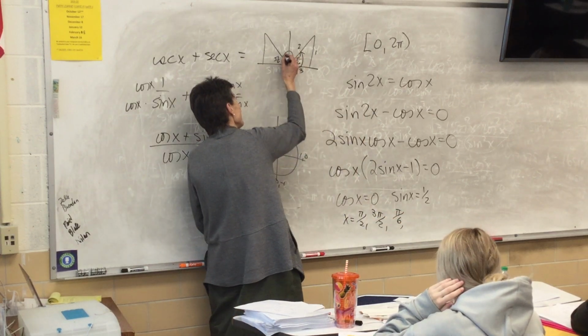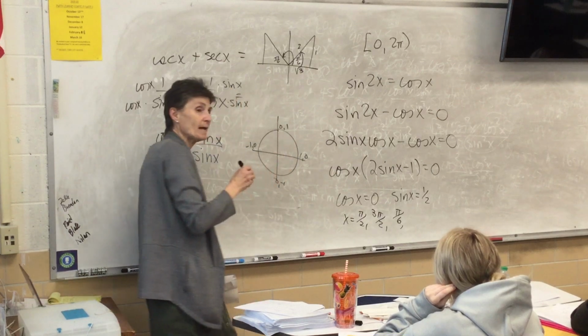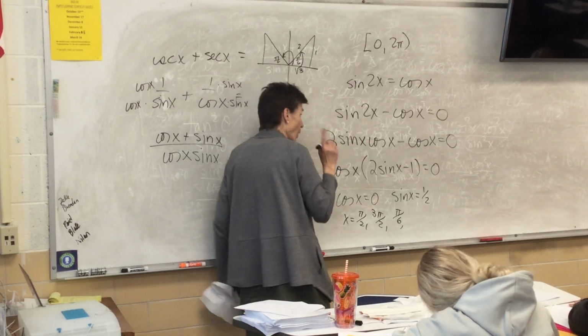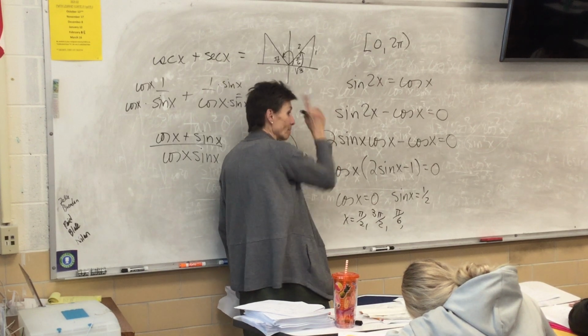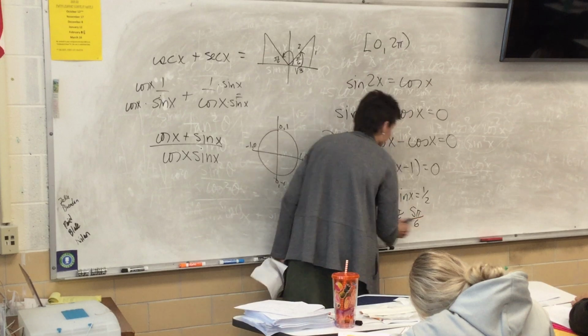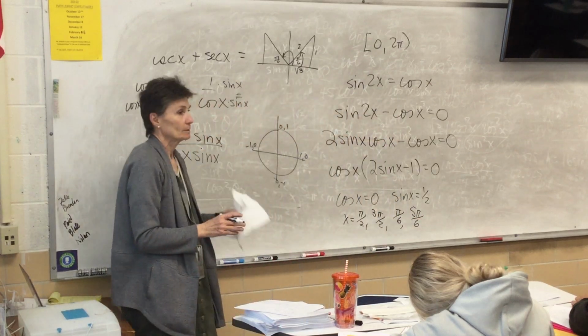And what would this one be? All the way around to there, what would that be? 5 pi over 6. Perfect. 1 pi minus a 6. 1 minus a 6. 5, 6. There you go.